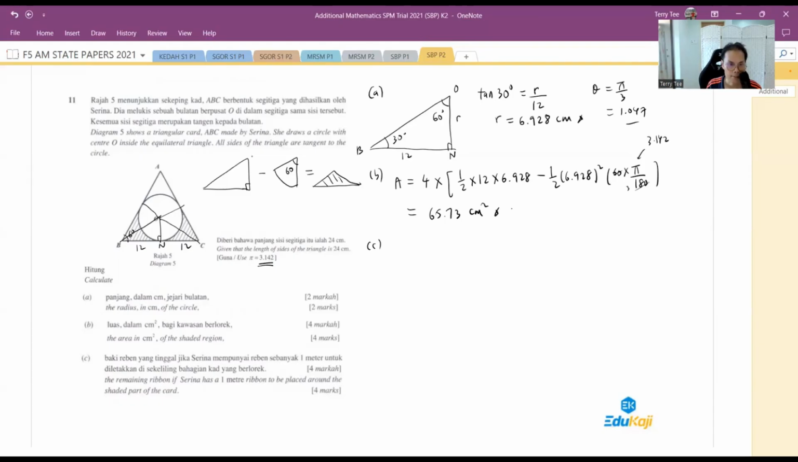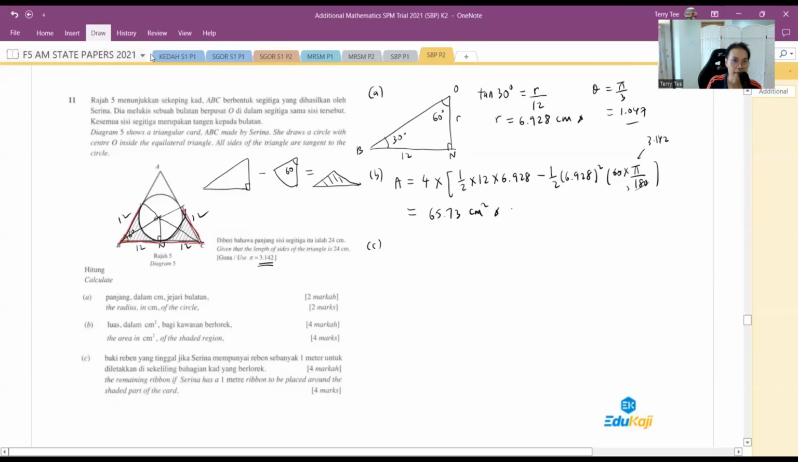She said that the remaining ribbon, if Serena has 1 meter of ribbon to be placed around the shaded part of the card, you put a ribbon here, here, here, and here. All right. So basically, you're talking about perimeter. Now you notice that if this is 12, this is 12, this is 12, so the 4 parts here are all 12. 1, 12, 2, 12, 3, 12, 4, 12.